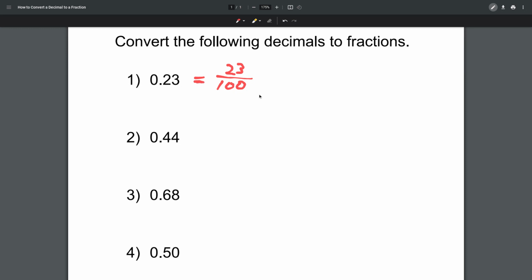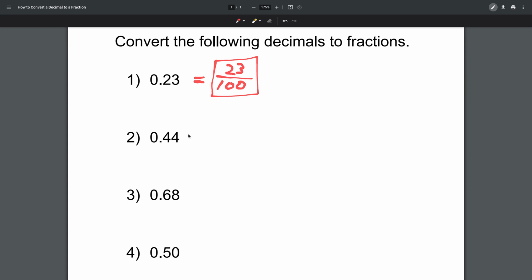Can I divide a common factor, or can I divide the greatest common factor out of both 23 and 100? Well, 23 is a prime number, so it's only divisible by 1 and 23. So we could divide 1 out of 100, but then we still get 100. So this one is as simplified as we can go. So 23 over 100 is our solution to the first one.